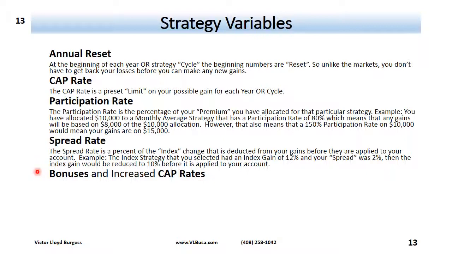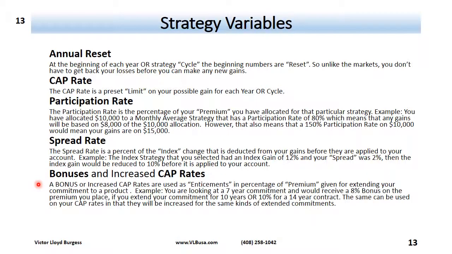Bonuses and increased cap rates. A bonus or increased cap rate are used as enticements, in percentage of premium, given for extending your commitment to a product. Let's use an example. You've heard of some of these annuities being 7 years long, 10 years long, 14 years long. These are your commitments to that particular contract.